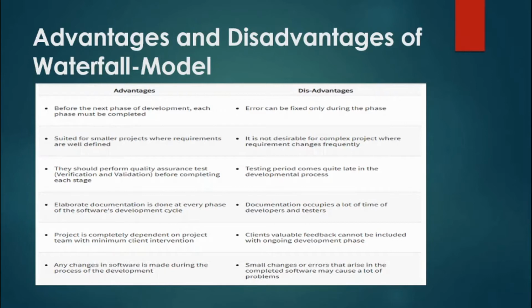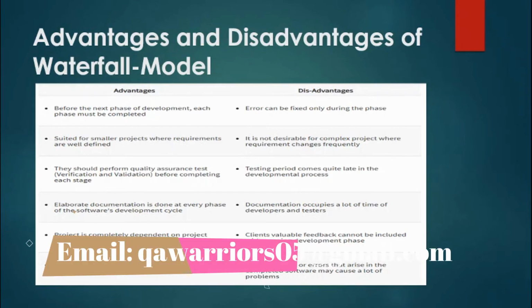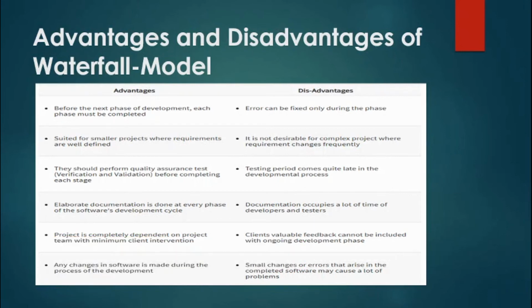Now, any changes in the software are made during the process of development. If any changes are required, such as code changes, enhancements, or any update, they will only be done in the development phase. Once the development phase is complete and it has come to the testing phase, even if you find any error, it will cause a lot of problems, and all the errors will go into the product backlog and will only be fixed in the upcoming release. In this particular release, the product will go live with all the errors. Okay.